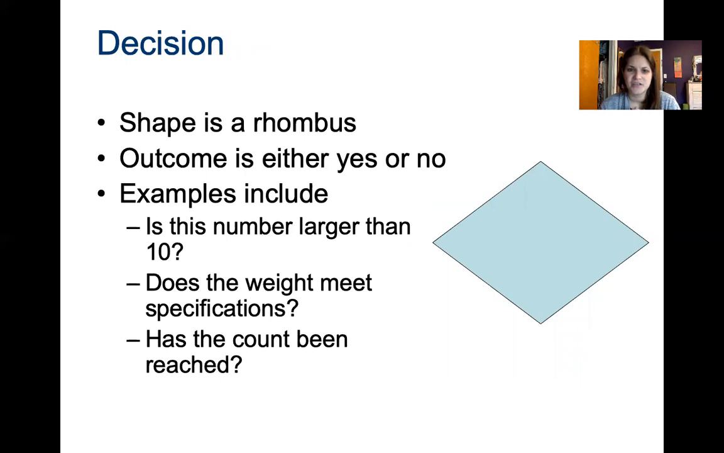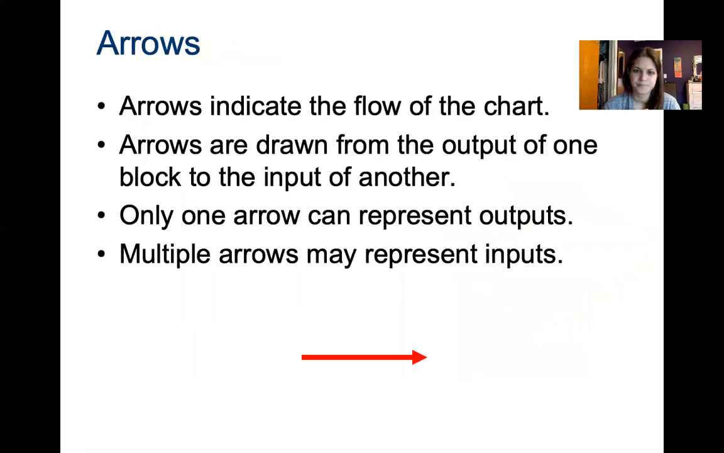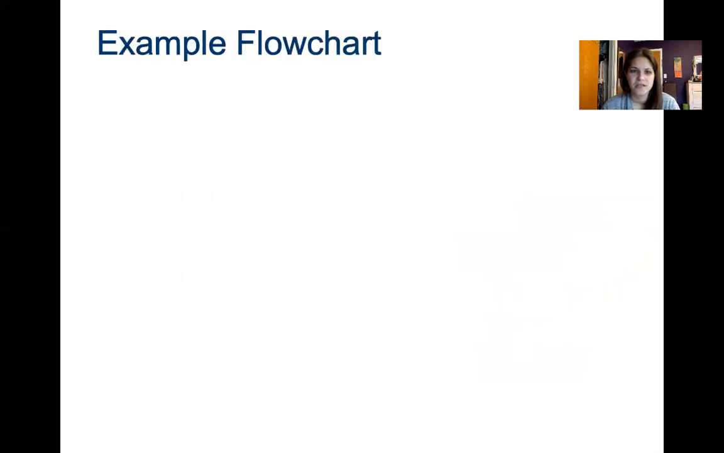The decision, that is your rhombus shape or diamond shape. The outcome to this either has to be a yes or a no, and so usually one of those comes out of the bottom, and then the other goes out one of the two sides. So maybe this is the yes and then this is the no, or vice versa. Doesn't really matter. But there should always be either a yes or a no answer to a decision question. Arrows, again, just lead you through the flow chart.